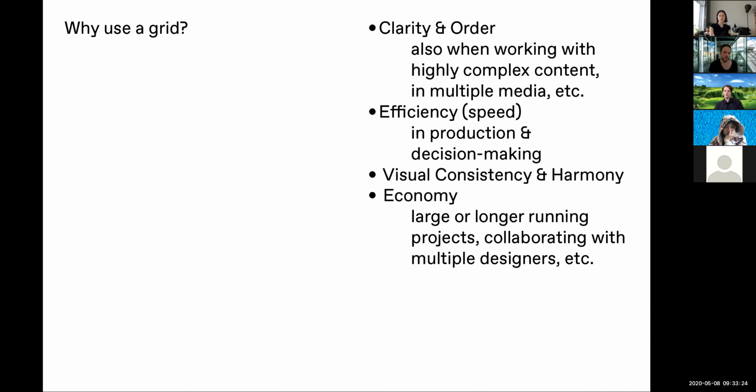So part of that is also efficiency and speed. If you have to make a new decision on every page of your book or every corner of your exhibition space, and every time you have to think about distances between objects, about the height of a caption, about the size of something, that will take so much time, which makes it really expensive, and makes it also difficult to make a decision. So connecting to this clarity and order, you're looking for some kind of harmony or visual consistency, which doesn't mean that everything needs to look the same. It just means that things need to feel related. And of course, the economic reason.